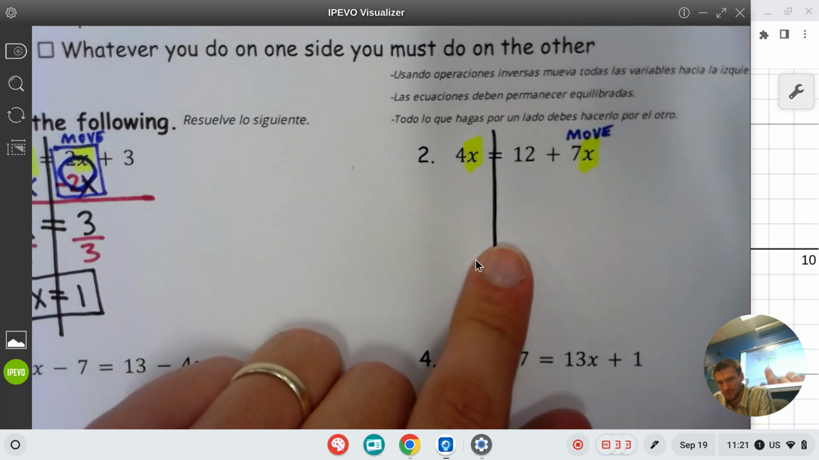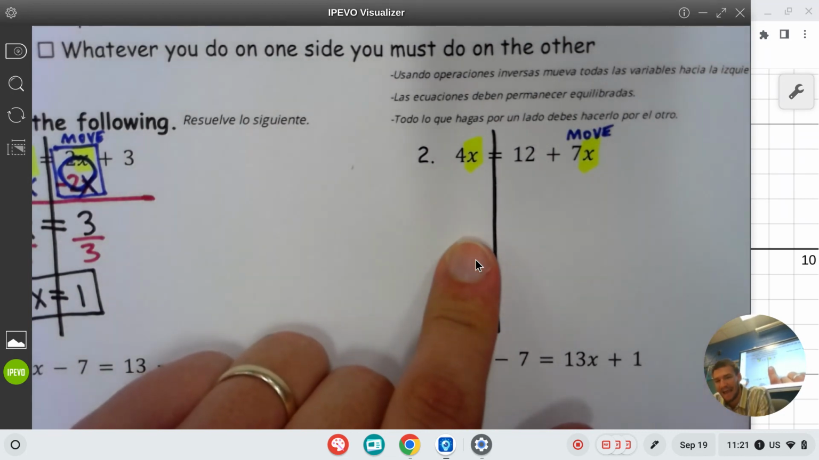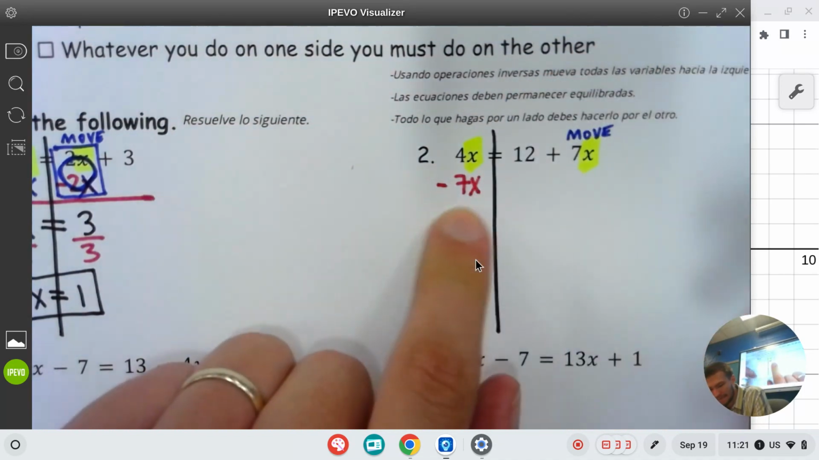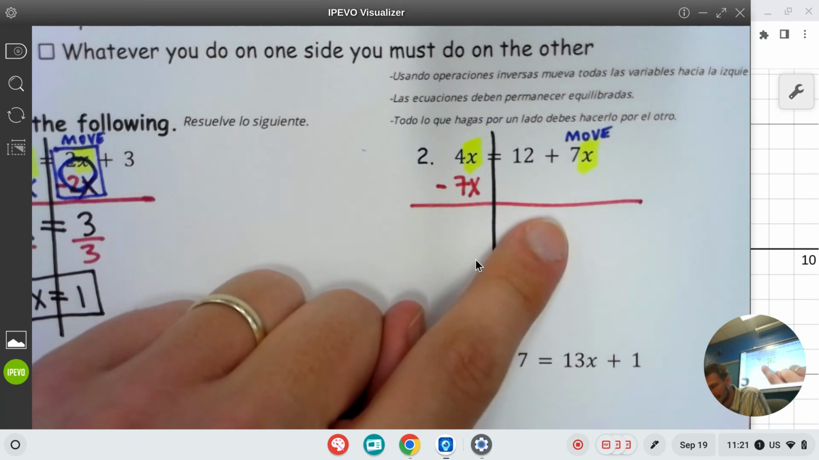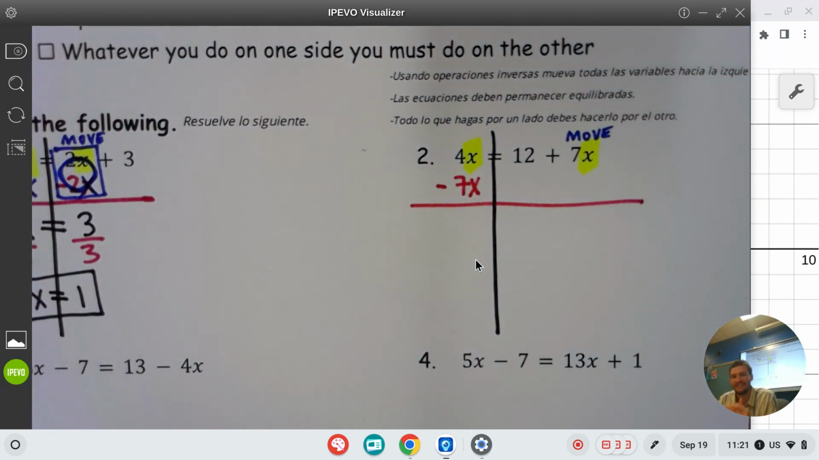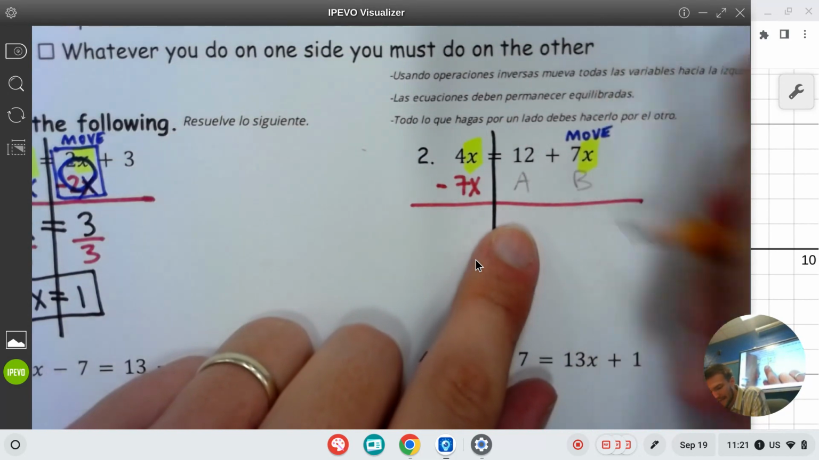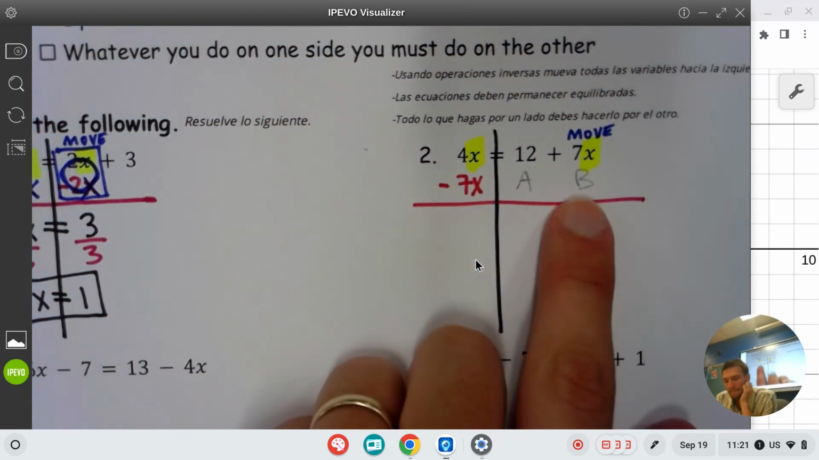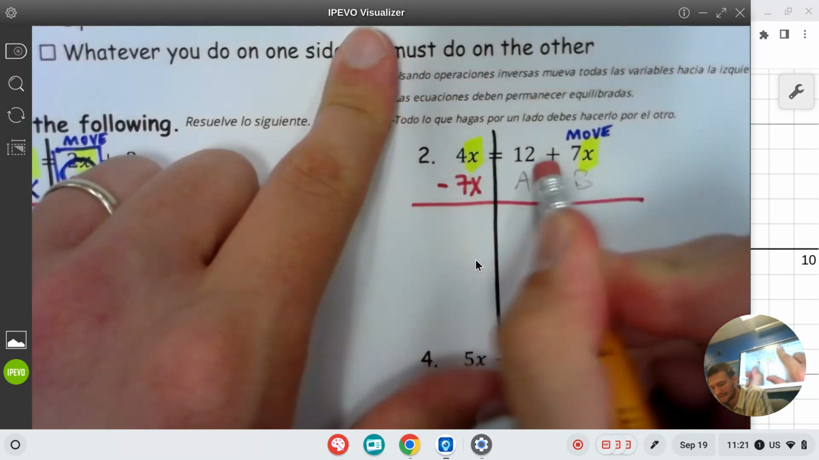Now let's make sure we get this right. We're going to subtract 7 on both sides, but I want to make sure that we subtract 7x from both sides. So let's be really picky and make sure that we have an x. Now, on the right, I want to stack things that match up. So should I be putting the minus 7x in the A or B spot? B. That minus 7x should be in the B spot, okay?